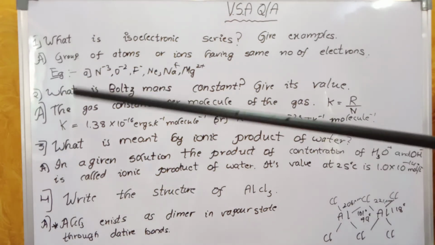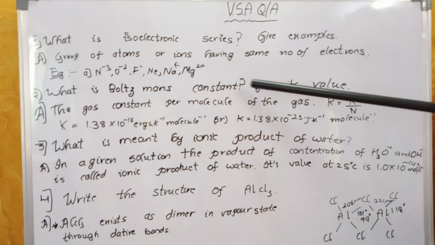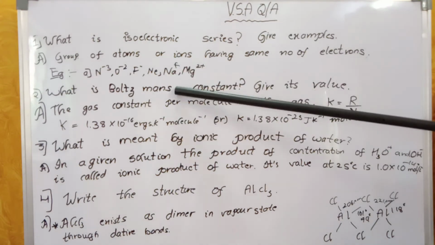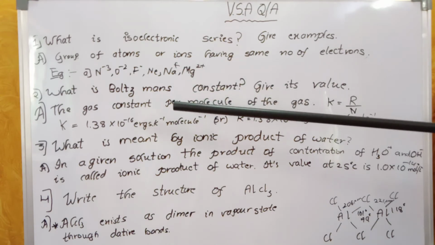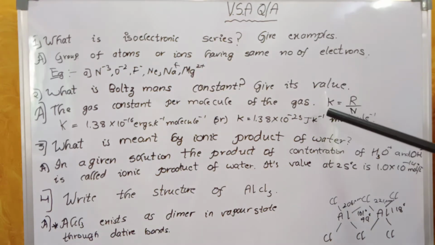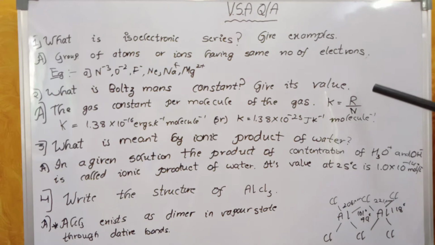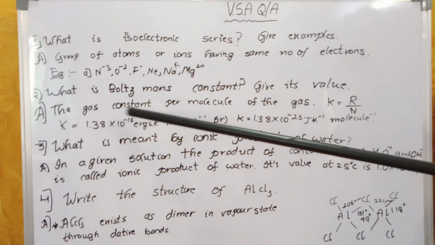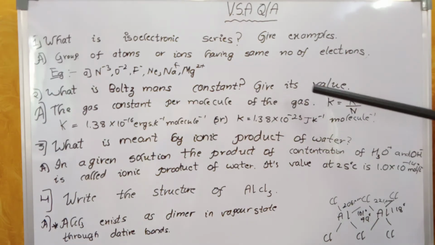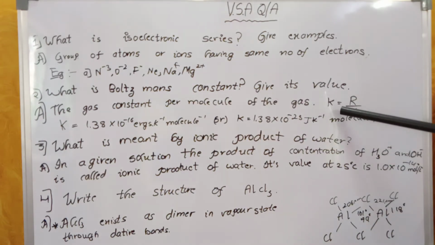And the second question, what is Boltzmann's constant? Give its value. Boltzmann's constant is represented by the letter K. It is defined as the gas constant, R stands for universal gas constant, per molecule. N is nothing but Avogadro number. So the gas constant per molecule of the gas is defined as Boltzmann's constant.